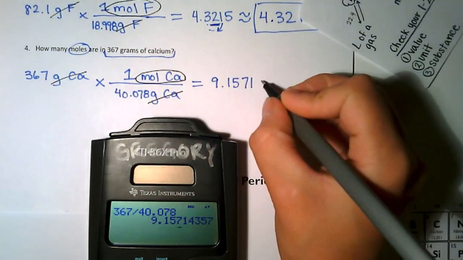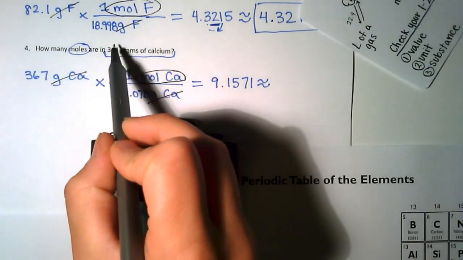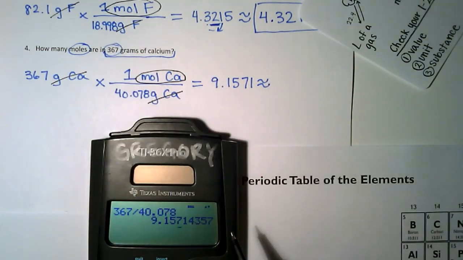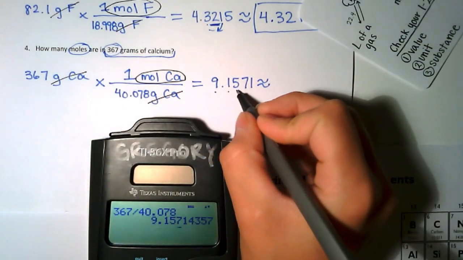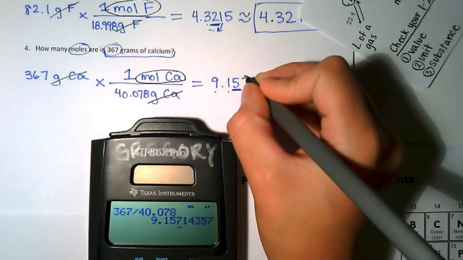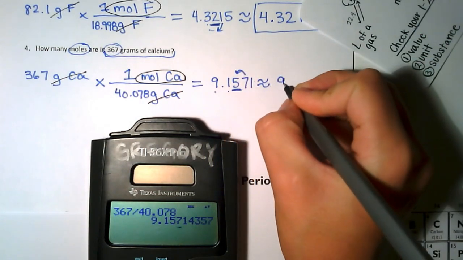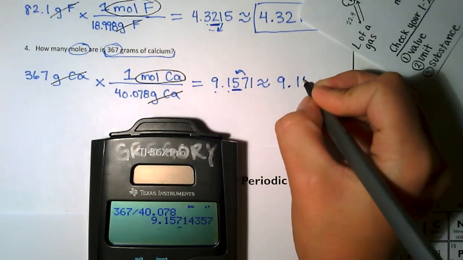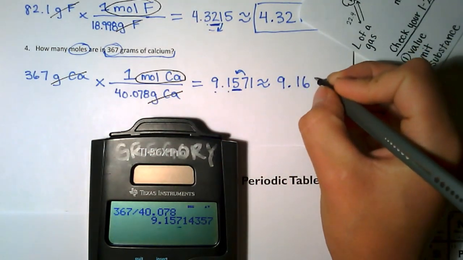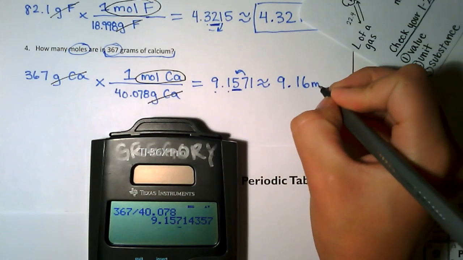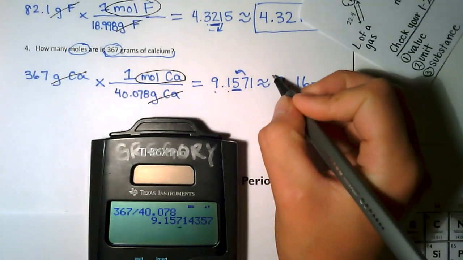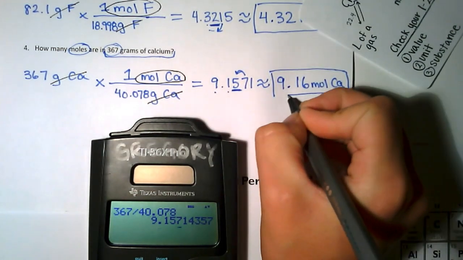But we know we need to round to our correct significant figures. This value has 3 significant figures, so we need to round to 1, 2, 3. And this 7 is going to make the 5 round up to a 6. So our final answer will be 9.16. And then our units are moles of calcium. We'll box that final answer.